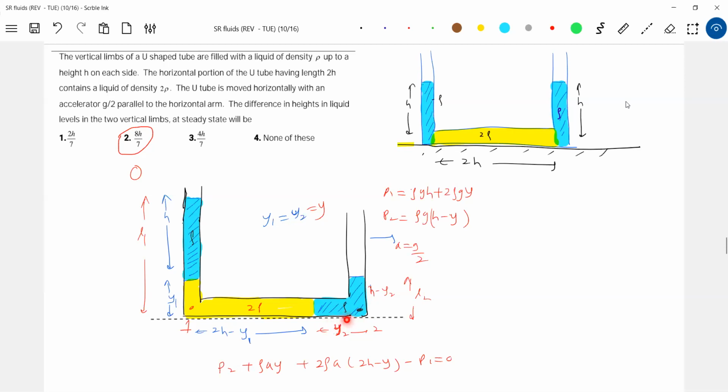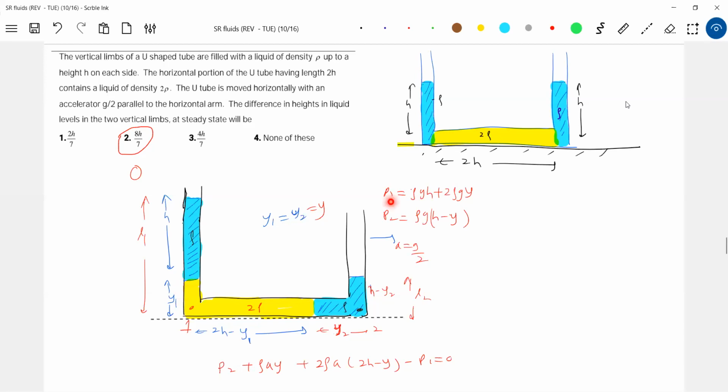This is y2. How much it has moved here, y1. But overall this length should be 2h. So what shall I write here? 2h minus y1. Okay, this should be h minus y2. The basic maths is what you have to apply. Okay, this should be h only. The height of the liquid column, y, will change. This will be h only. So y1 it has come.